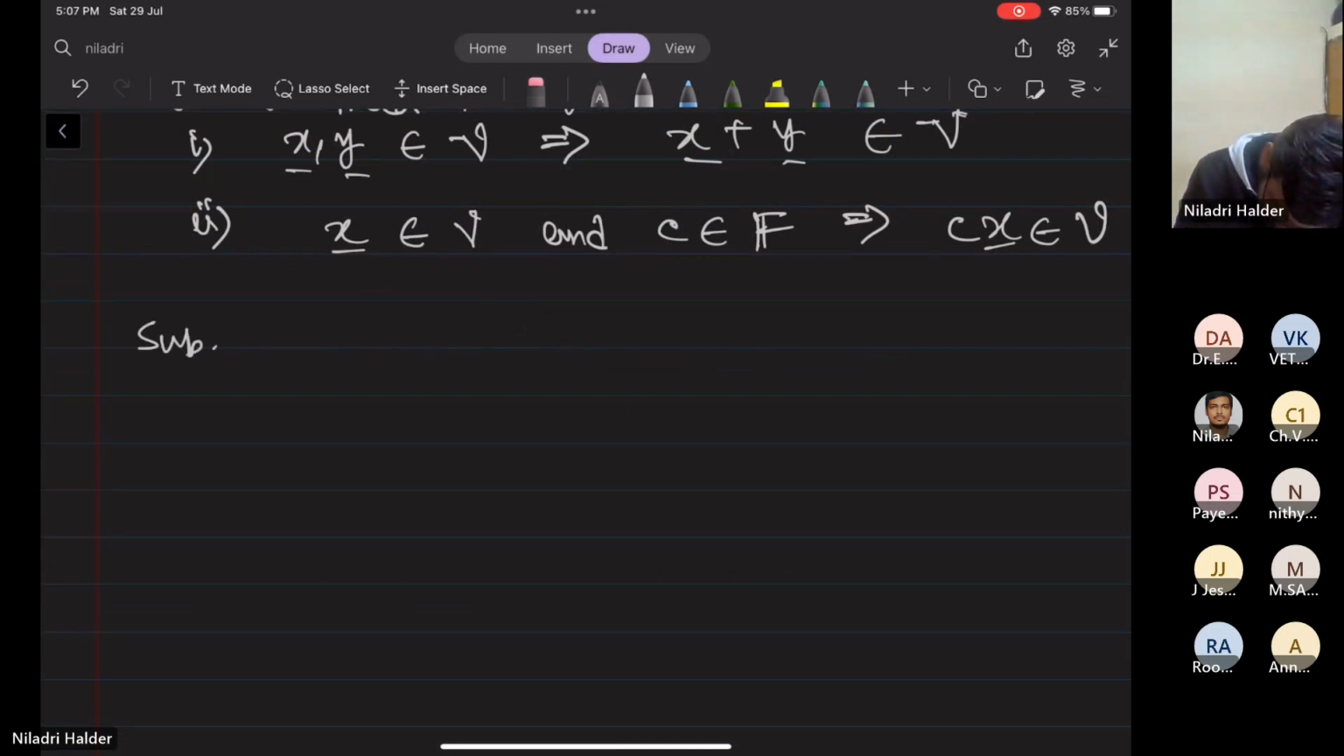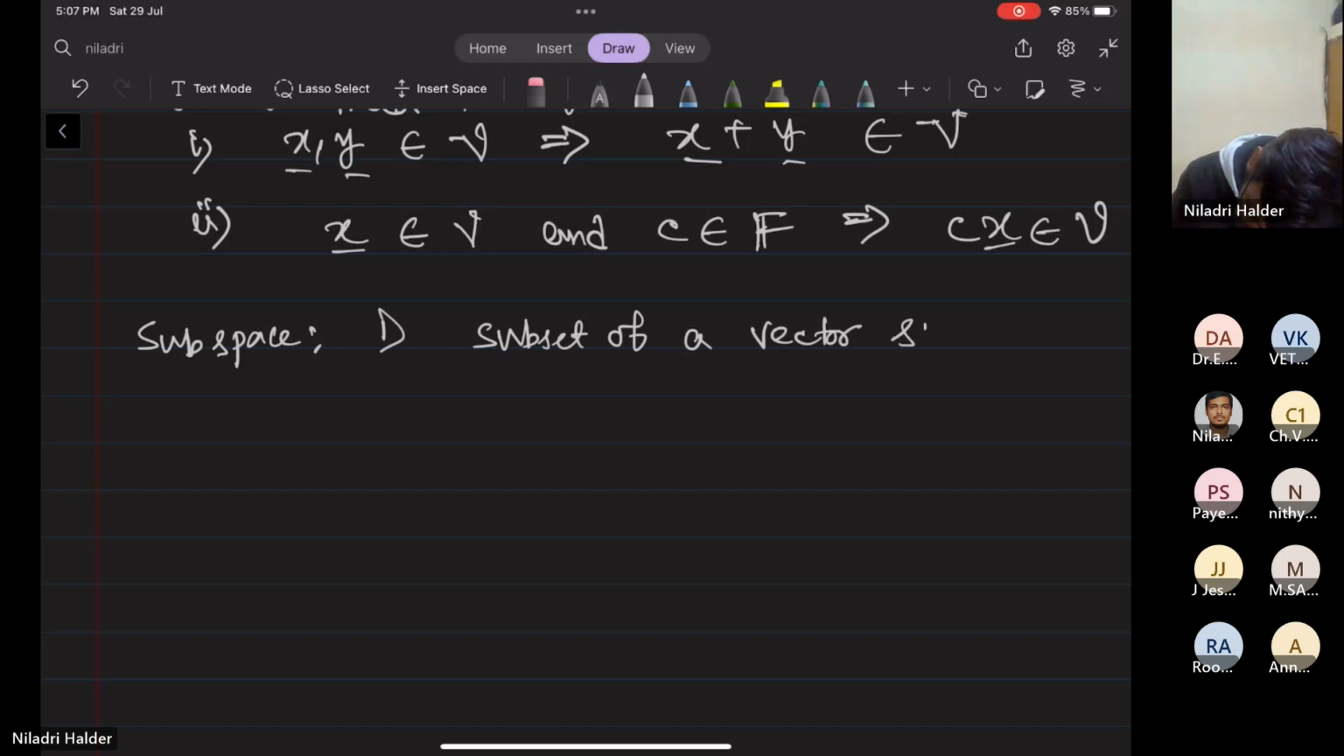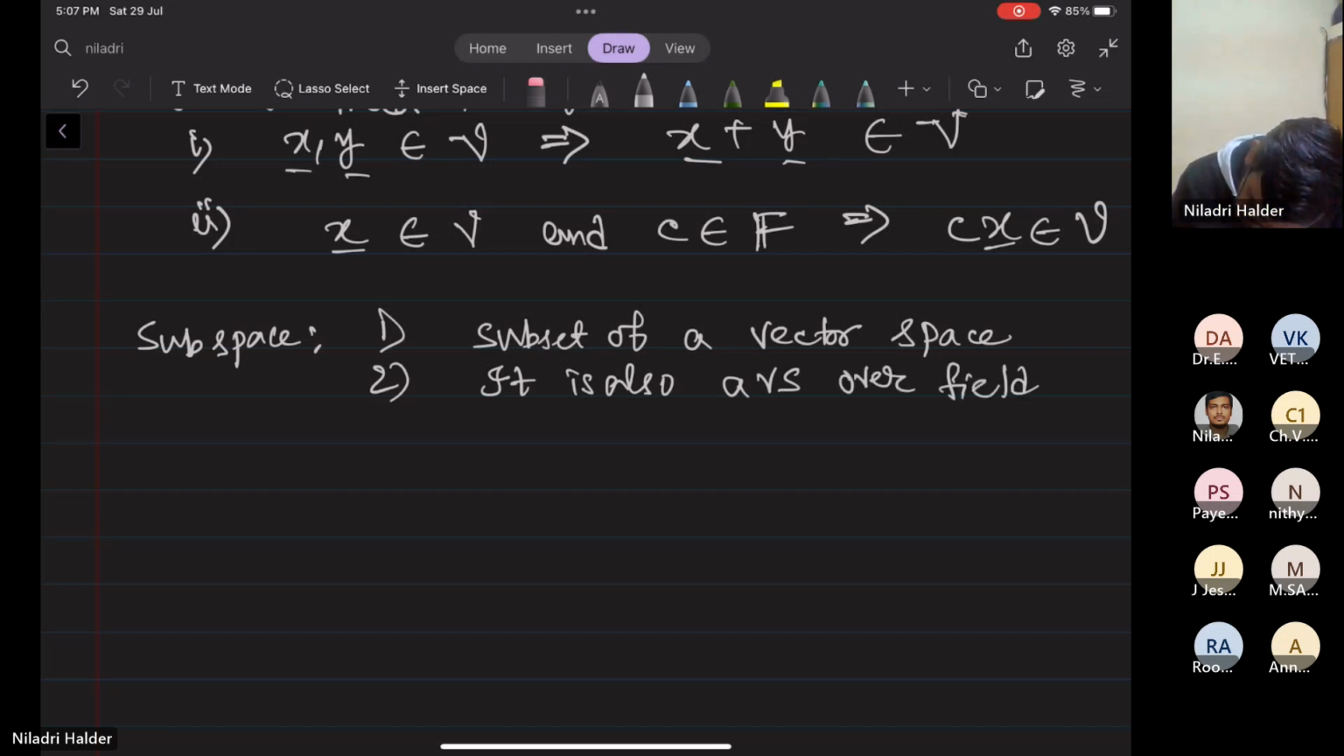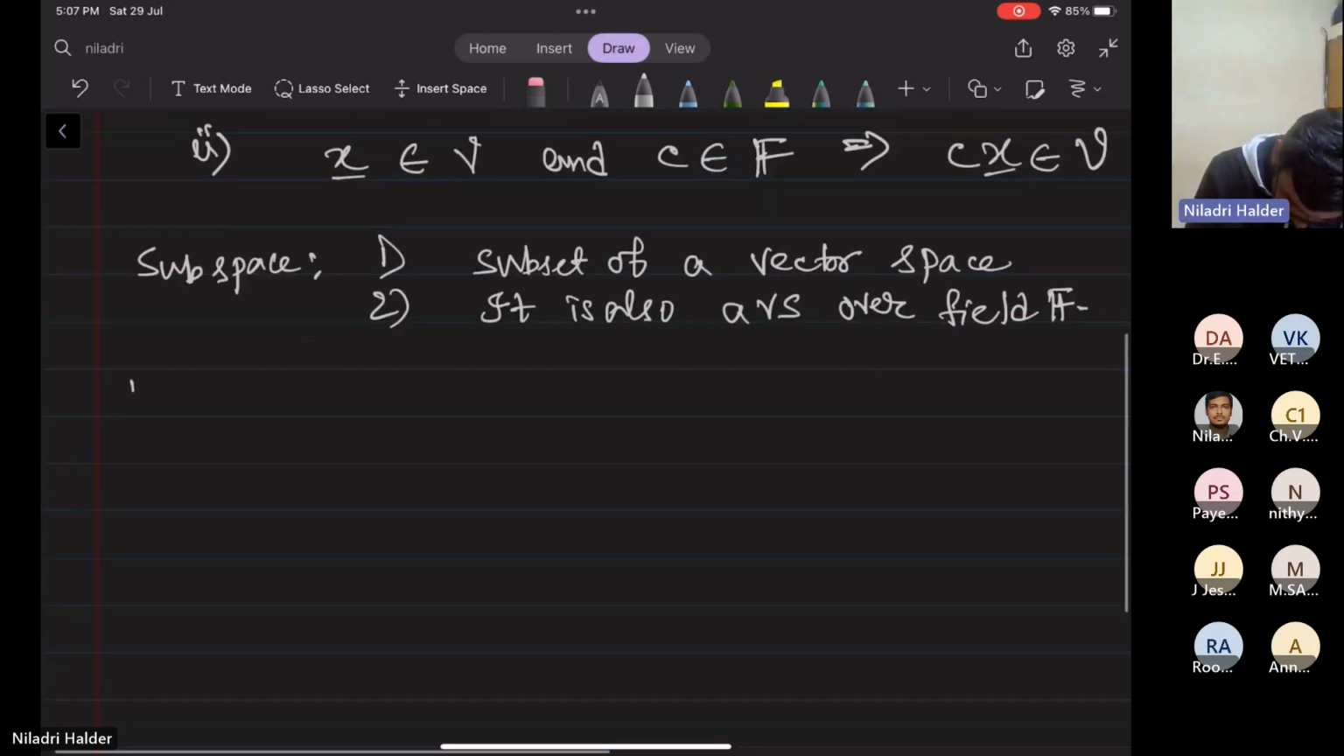And a subspace: two conditions must be satisfied. One, it is a subset of a vector space, and number two, it is also a vector space over the field F. And then we'll learn what linear independence is. We'll recollect only what the professor already taught.